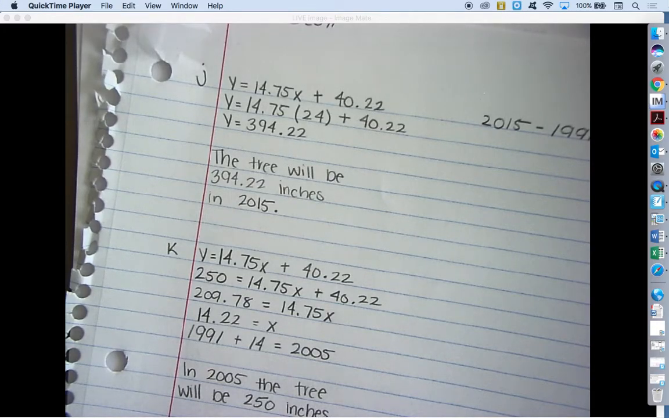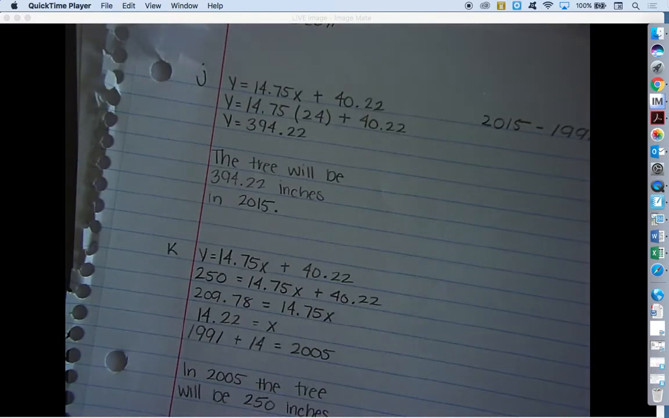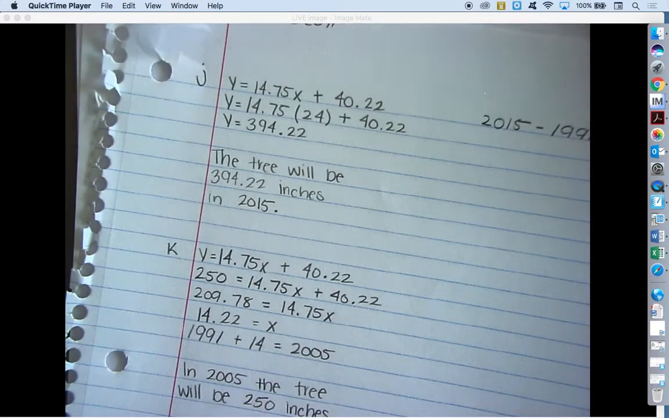For J, it's the equation 14.75 times 24, which is how many years? So 2015 minus 1991, 24, you get 394.22. That's how tall it will be in 2015.